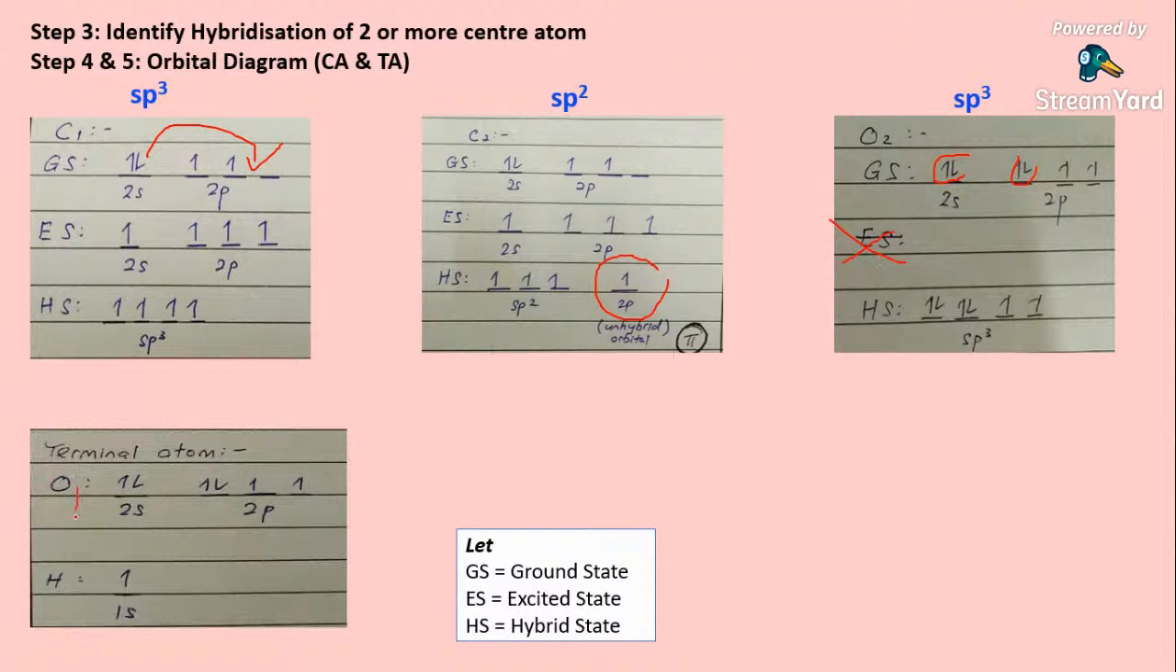Next is for the terminal. This is the O1. And then this one is the hydrogen, 1s. Since you are using the short form GS for ground state, ES for excited state, and HS for hybrid state, you must stick to this. If not, please write down the full terms: excited state, hybrid state.